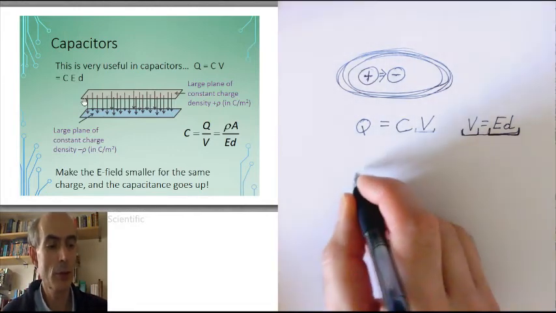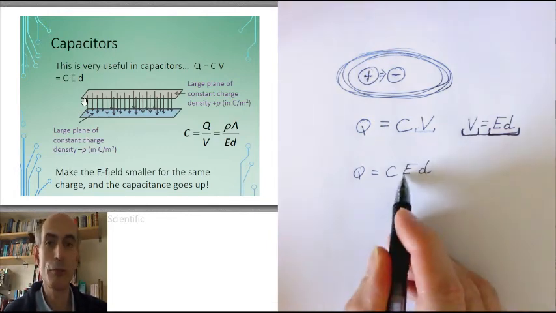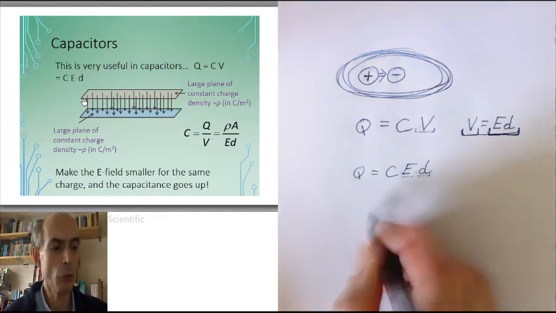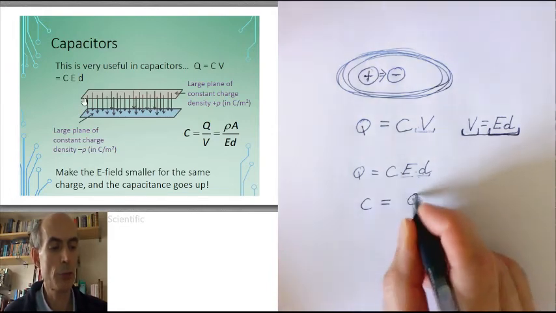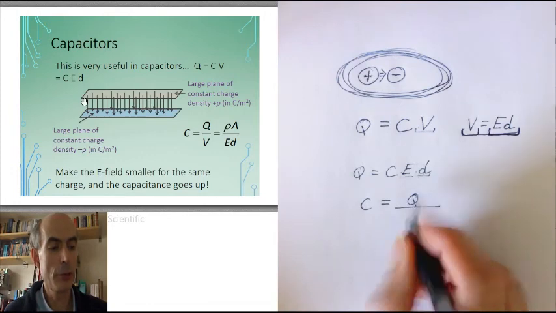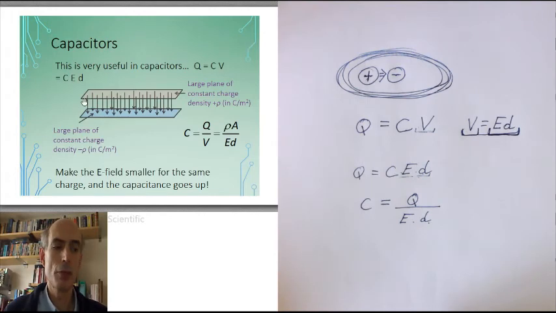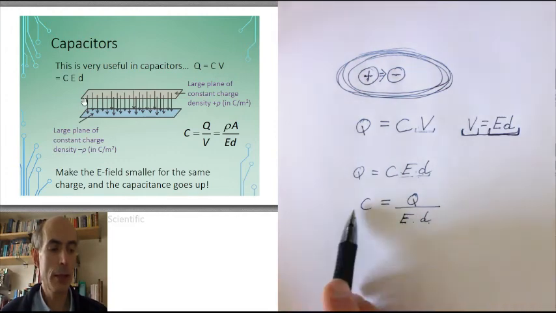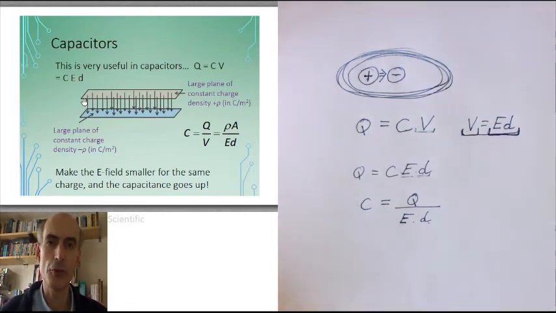So I could write Q equals C times E D, where E is the electric field strength between the plates, and D is the distance the plates are apart. Or to put it another way, the value of the capacitance is Q, the excess charge on the plate, divided by E times D. And this suggests that if I can make the electric field between the plates smaller, I can increase the value of the capacitance for the same physical size of component. And that's exactly what you can do.